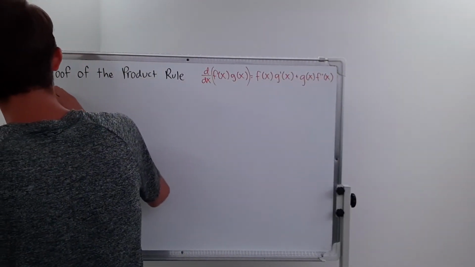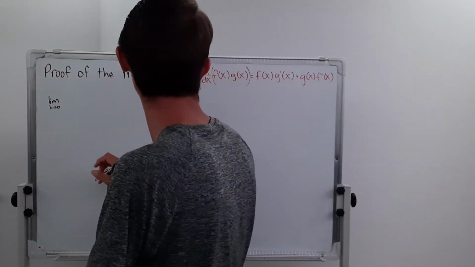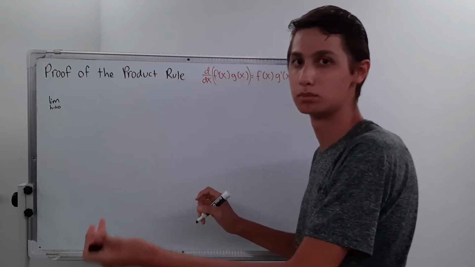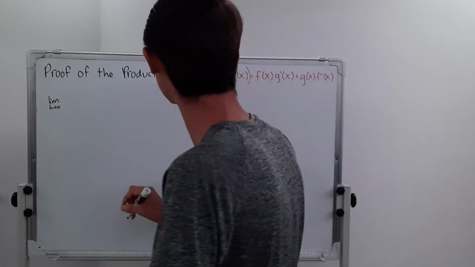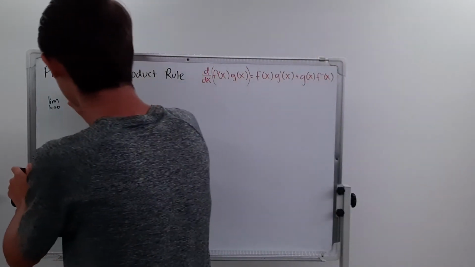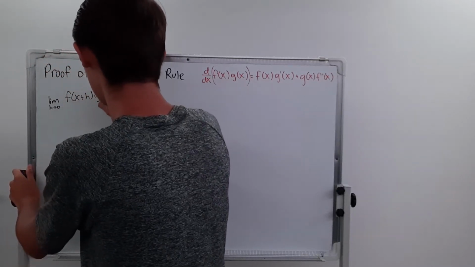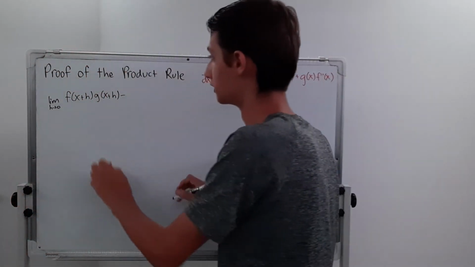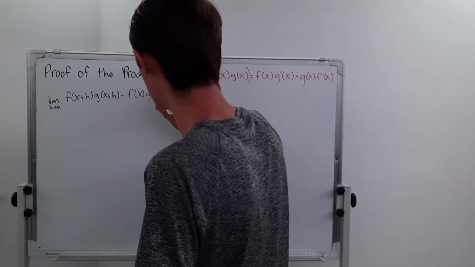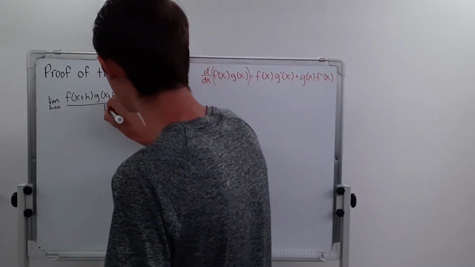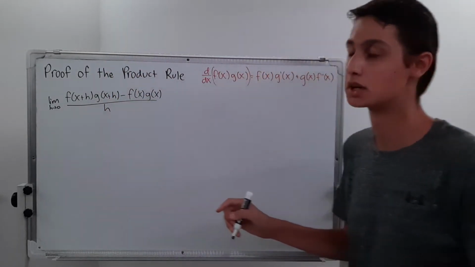So limit as h approaches 0, right? Always do that. And I'm going to make sure to try to write it kind of big, but I'm going to have to limit spaces somewhere. So yeah, f of x times g of x, so f of x plus h times g of x plus h, right? And so then this is going to be minus f of x times g of x all over h, right? So this is just our limit definition of a derivative, nothing too special there.